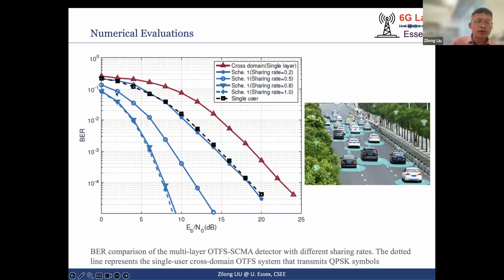So here you can see the BER with 50% sharing, and now with 80% of sharing. Okay, so this is on the integration of OTFS and SMA.